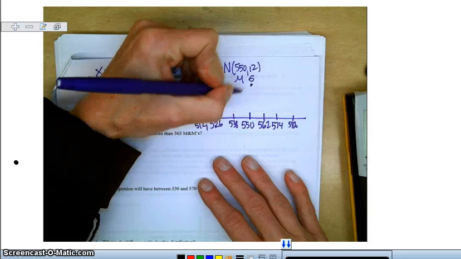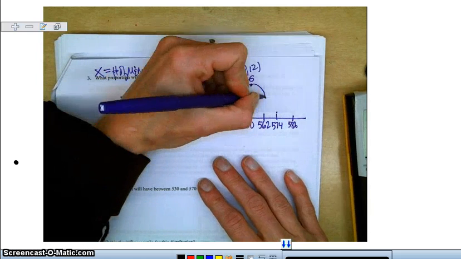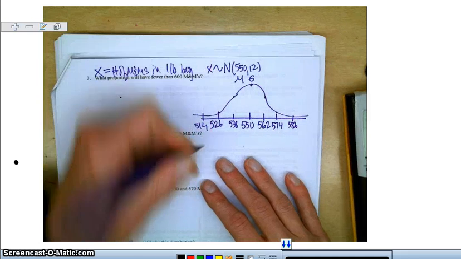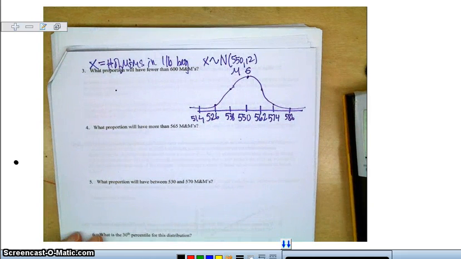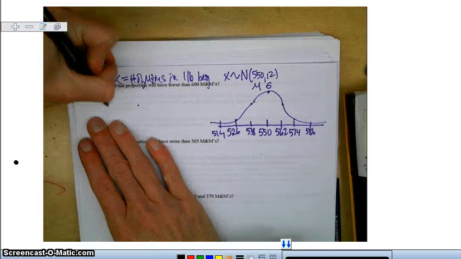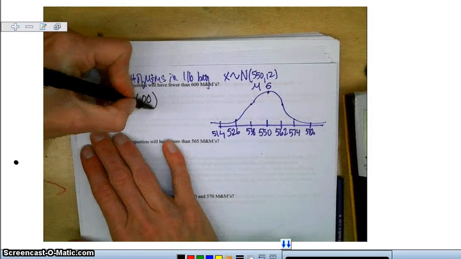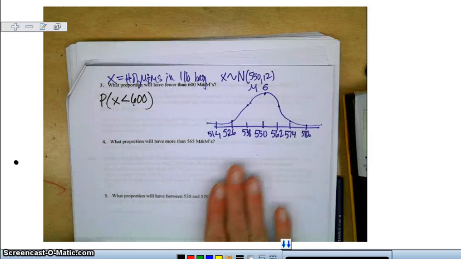I put my mark 60%, an eighth of the way. All right, so there is my normal distribution. So for this first part, we want to know what proportion, so the probability that x is less than 600 M&Ms. This is everything you have to do on every problem.